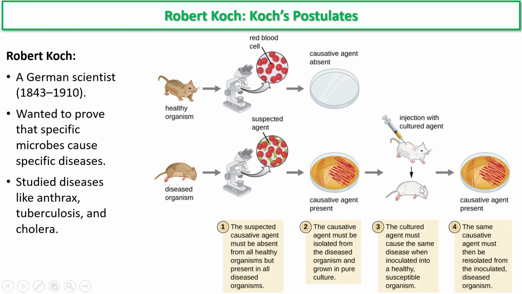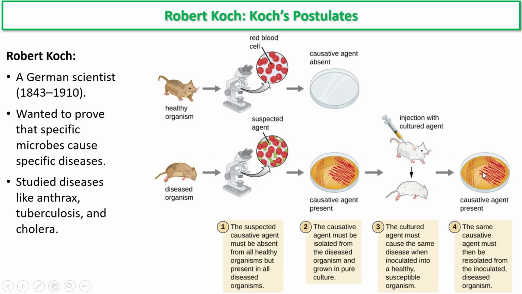Then he isolated from this mouse again, and he found that he got the same type of pure culture from this mouse. So it is getting transferred from here. Something was there in this diseased mouse, which he observed under the microscope. The same thing he cultured on a petri plate, transferred to a healthy mouse, and re-isolated from the diseased mouse.